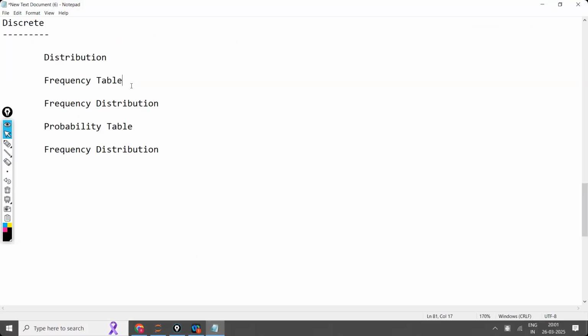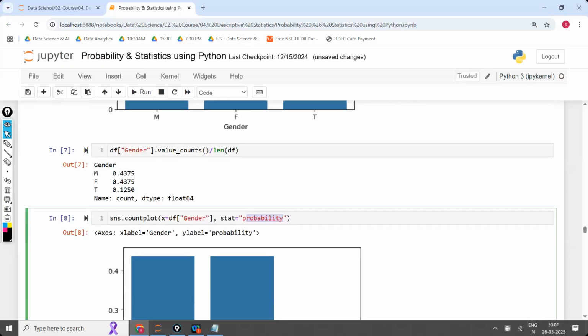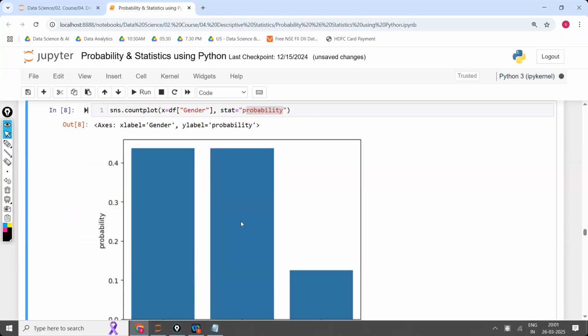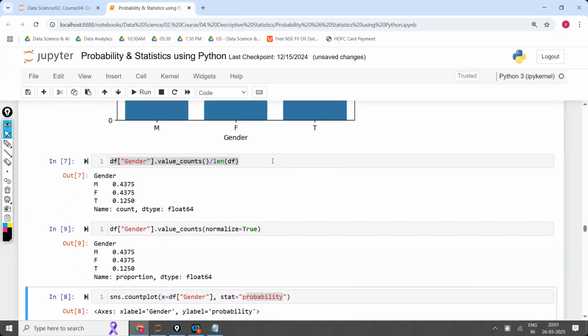Distribution I told you, table I have told you, frequency table, probability table. In Python, how to see the probability table? It means value counts divided by length of DF. So value counts, length of DF is one way. Second way, second option: what is the second option you are having? Value counts, and in the bracket, normalize is equal to true. If you write like this also, same answer. This one and this one.